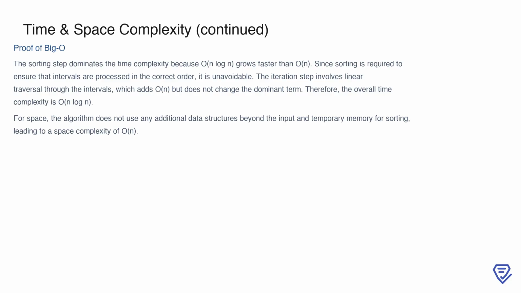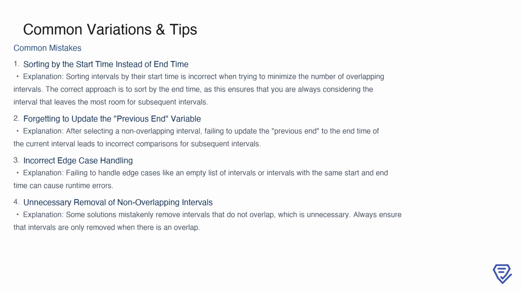As for space, the algorithm does not use any additional data structures beyond the input list and the temporary memory required for sorting. This results in a total space complexity of O(n), making the algorithm efficient in both time and space. When solving the non-overlapping intervals problem, there are a few common pitfalls to be aware of.